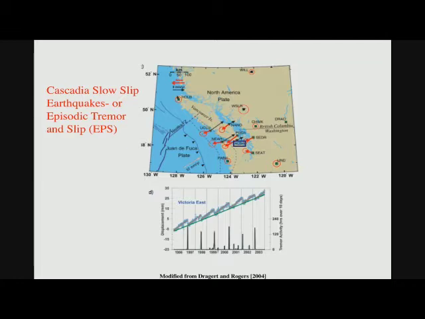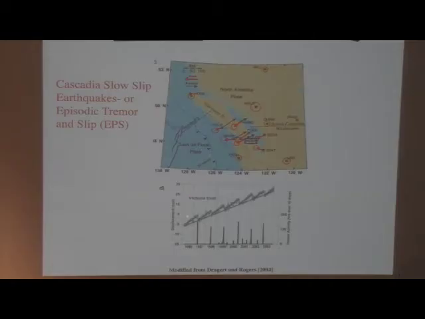Here the black vectors, GPS vectors, are the strain accumulation. And then they're periodically reversed. That's these red ones, by these slow slip events. Here's the actual record from this GPS station. I think it's a horizontal. So here's strain accumulation, slow slip, strain accumulation, slow slip, and it repeats.